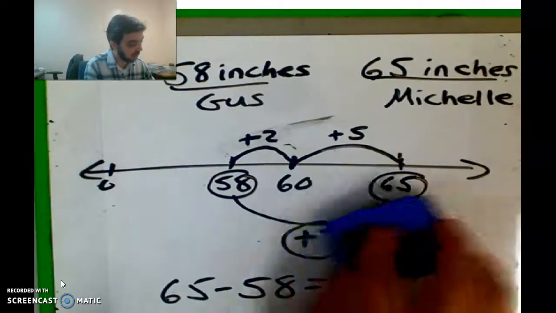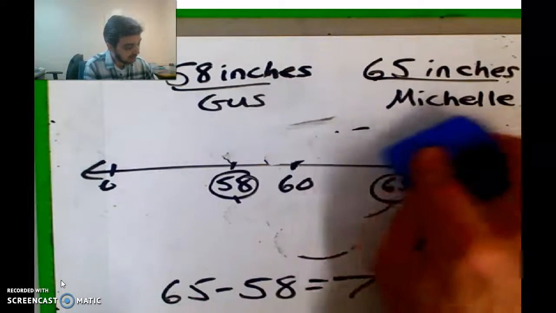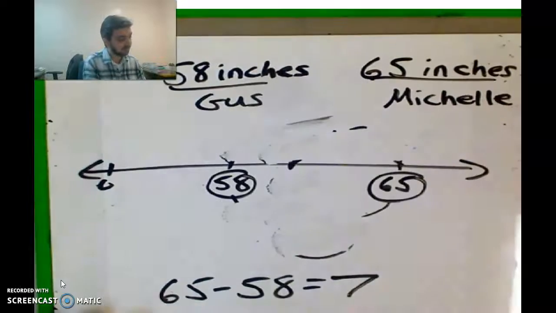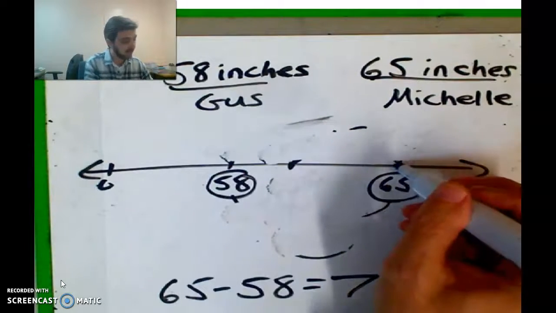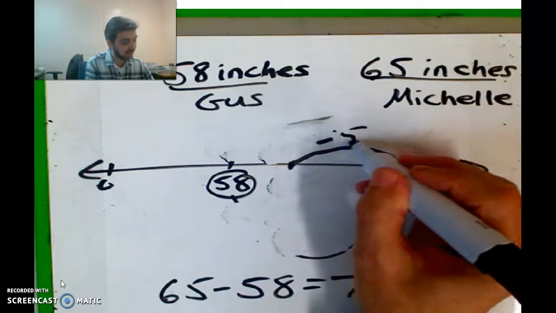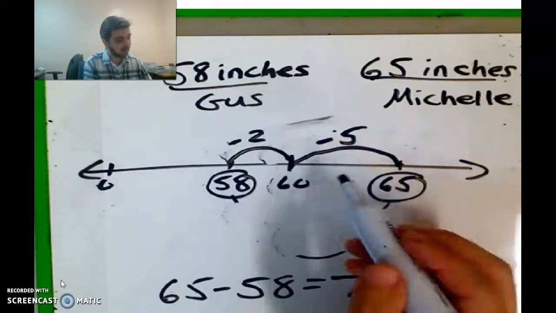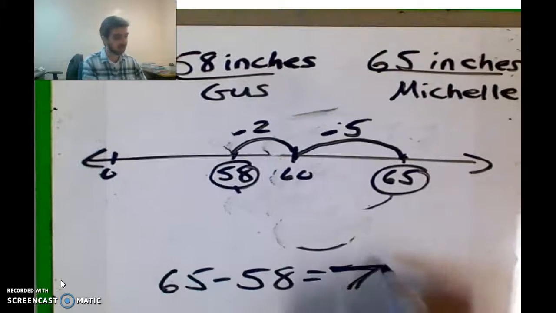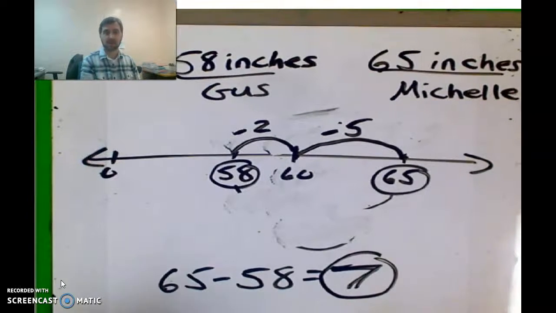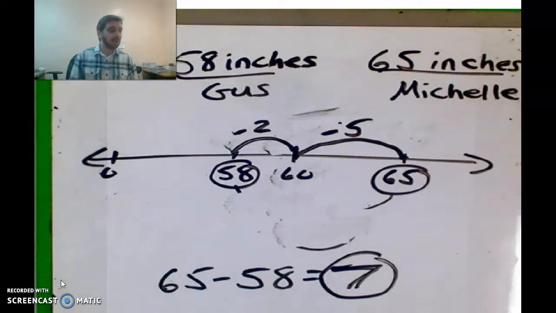Or I could start at 65 and go back to 58 and see how far back I have to go. And you could do the same thing. You could hop back 5. And now I'm at 60. I have to hop back 2. So I had to subtract 7. So the answer is still the same. It's still 7. All right? Okay, so I'm just going to keep throwing these things out at you to help you out.